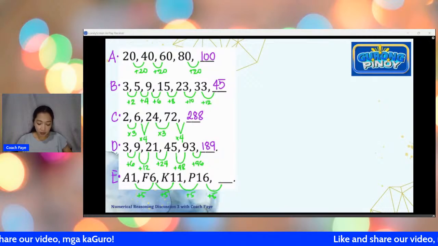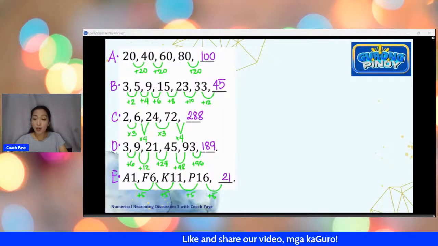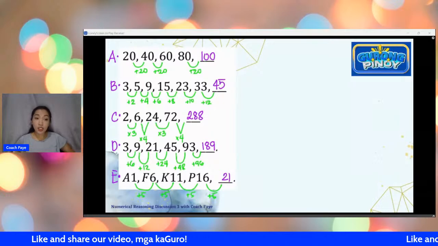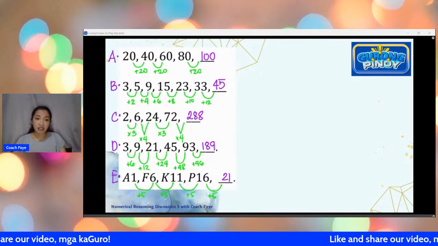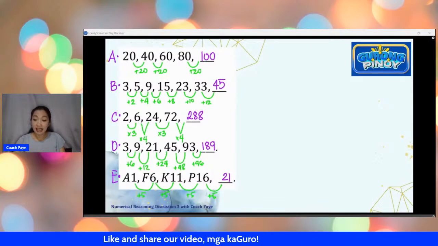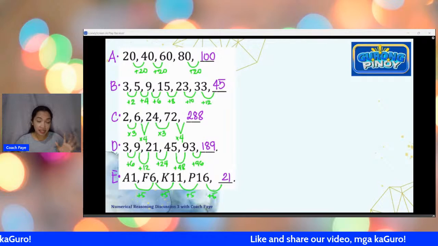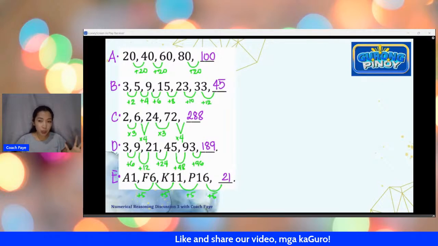So this should be 16 plus 5. Meron po dapat tayong 21 dyan. So kung 21 po yan, ano po kaya yung letter niya? Take note na yung letter na katabi ng number also corresponds to the letter doon sa alphabet. A is the first letter. F is also your sixth letter. K is also your ikailang letter po siya, that is 11th, and 16 is, the 16th letter is P. So ano po ba yung 21st letter? It's going to be U.